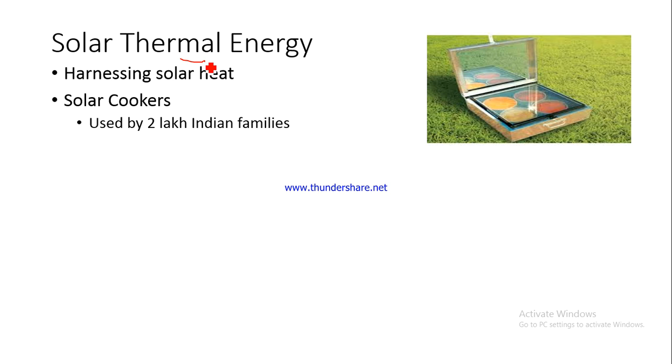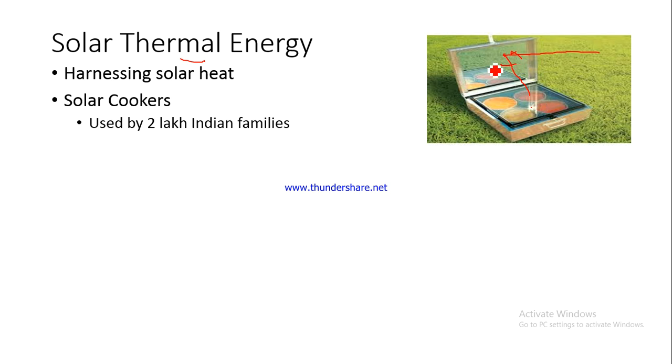So this is an example of how we harness the solar heat. Solar cookers. More than 2 lakh Indian families have been using solar cookers. The sun rays are reflected and focused. So the sun ray is getting deflected like this, and it is focused on this particular point. In this container there would be the food which needs cooking or heating.